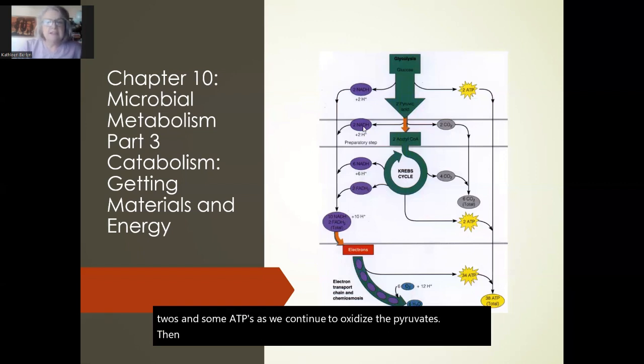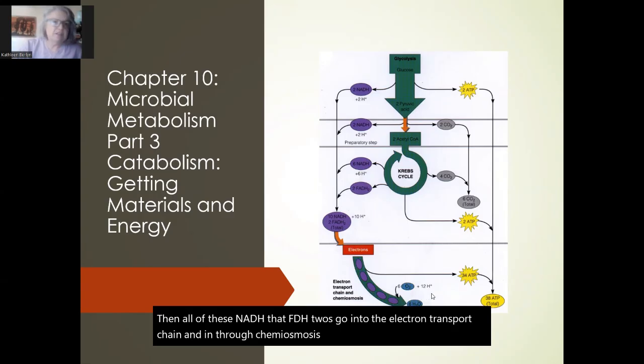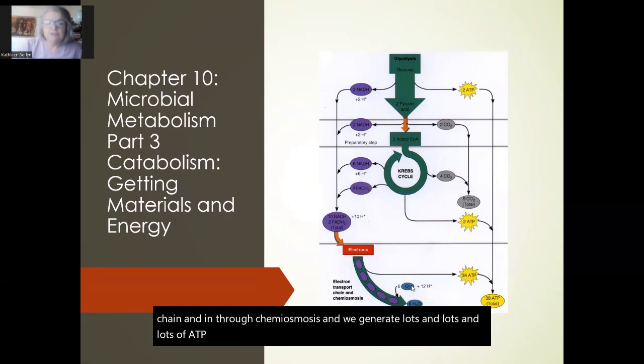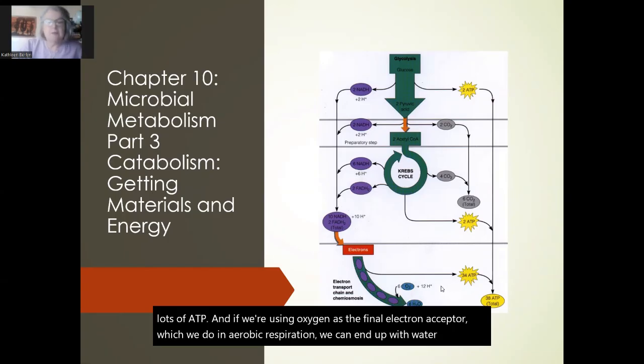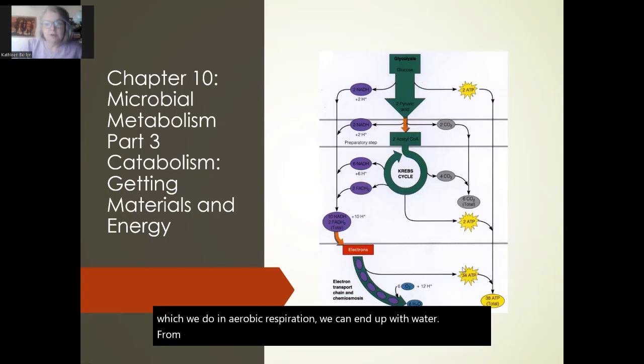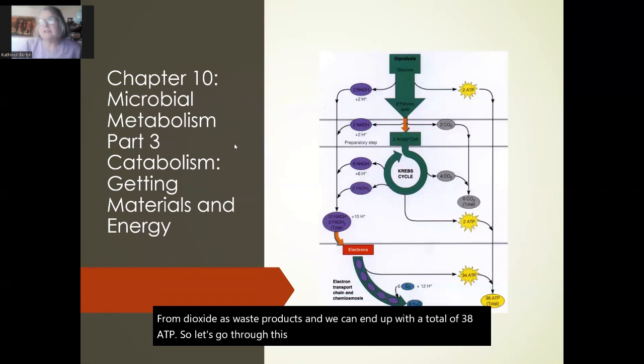Then all of these NADHs and FADH2s go into the electron transport chain and through chemiosmosis, and we generate lots and lots and lots of ATPs. And if we're using oxygen as the final electron acceptor, which we do in aerobic respiration, we can end up with water and carbon dioxide as waste products, and we can end up with a total of 38 ATP. So let's go through this whole process.